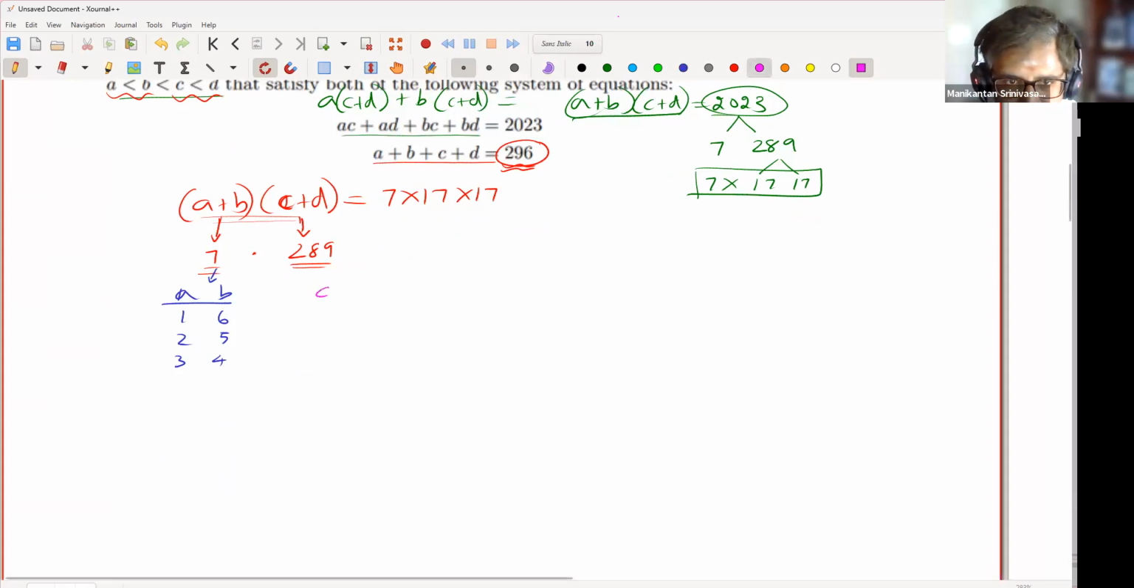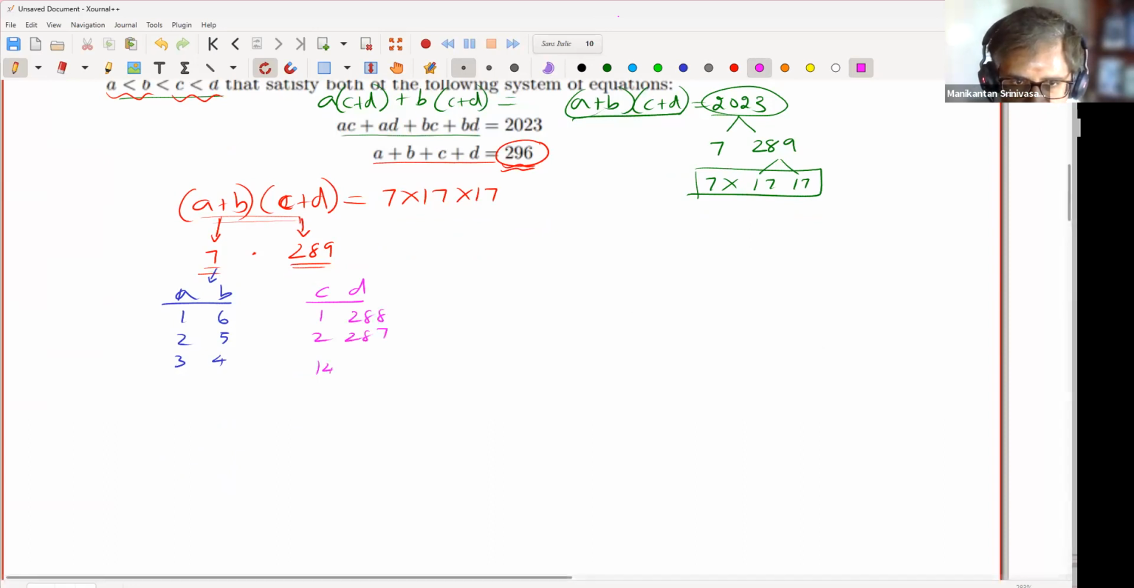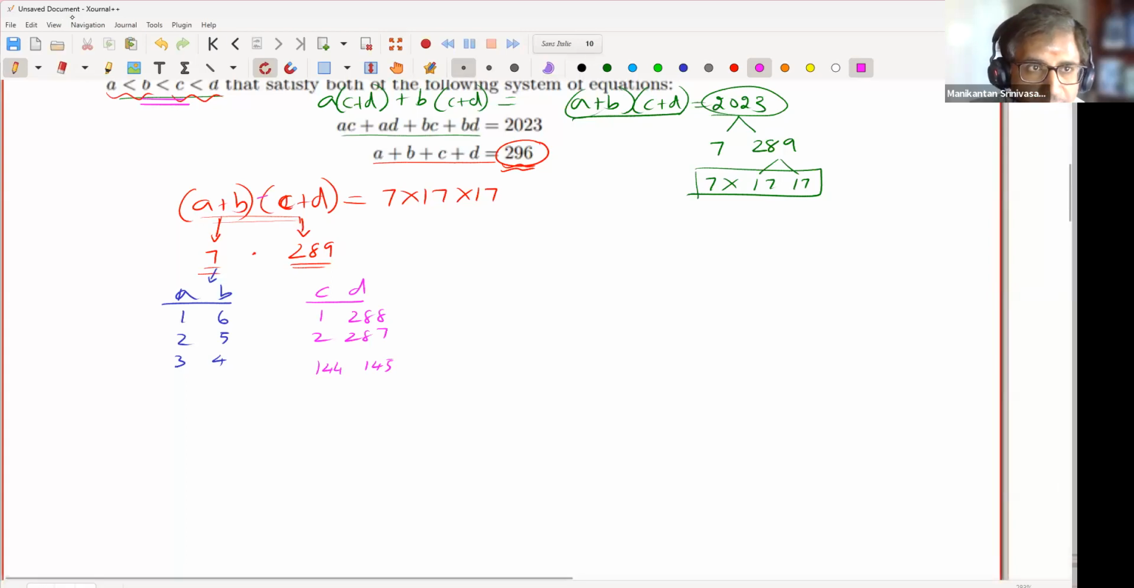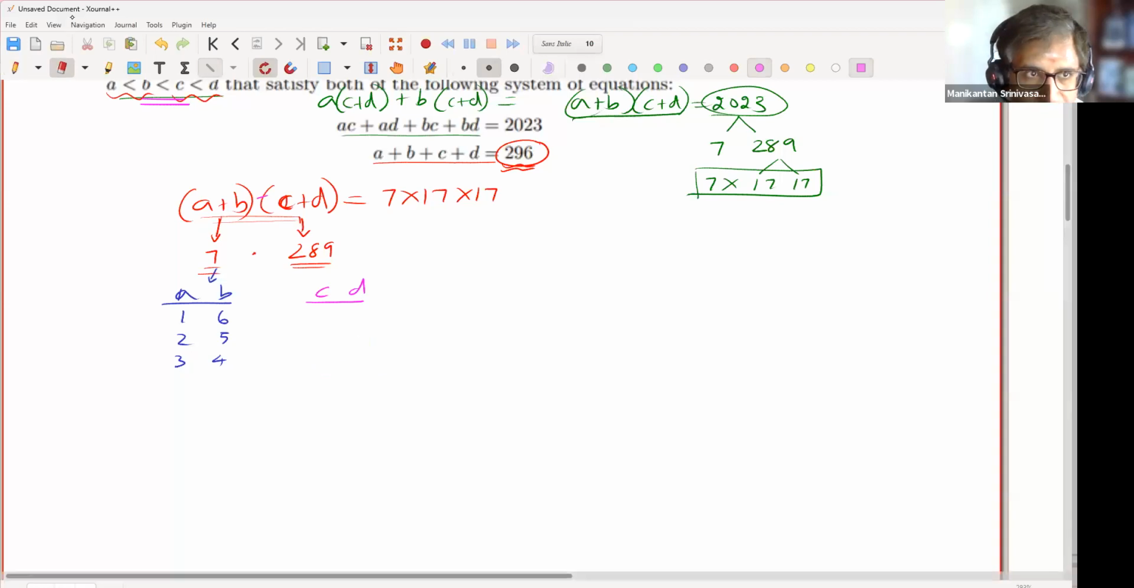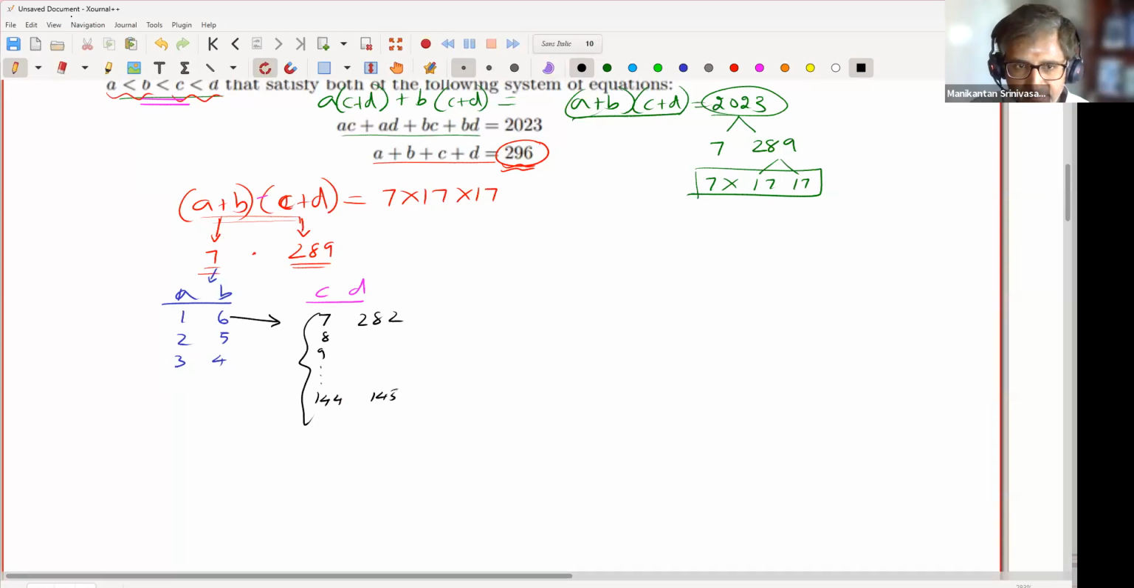If I look at C and D separately without the constraint that B has to be less than C, then this can go from 1 to 88, 2 to 87, all the way till 144, 145, when they're almost equal. But the problem is C should be bigger than B. Therefore, we can start off with a narrower range. Let's deal with this one first. Suppose B is 6. Then automatically C has to start with 7, and the balance is 282. Then this can go 8, 9, all the way till 144 and 145. This collection corresponds to B being 6.